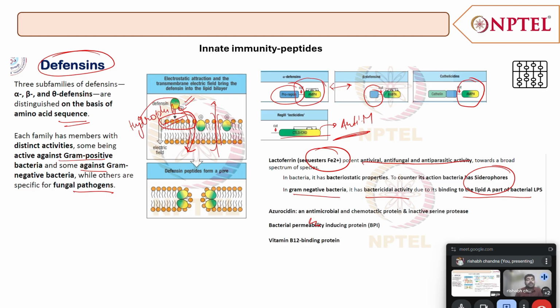Then we have bacterial permeability inducing proteins. So this protein helps in basically increasing the permeability of the plasma membrane. So that's why the name suggests the bacterial permeability inducing protein. And we have a vitamin B12 binding protein because some of the microorganisms require vitamin B12 also for their growth. So if you guys have any doubt, you can ask here.